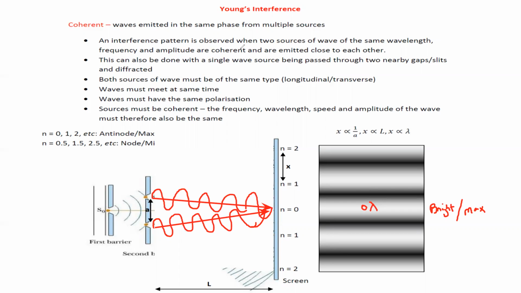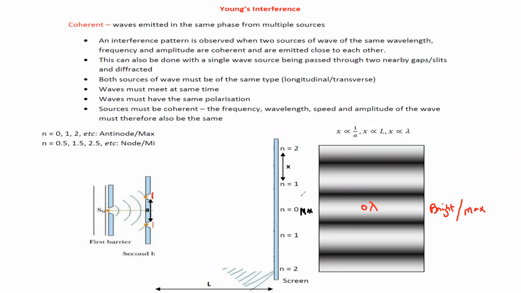But what happens above and below that? So this is a maxima. Above the maxima and below the maxima, there will be a minima, or minimum. Both words are used. So why is there a minima there?